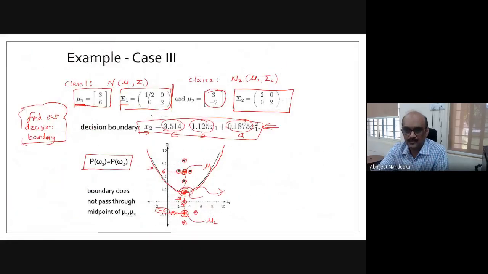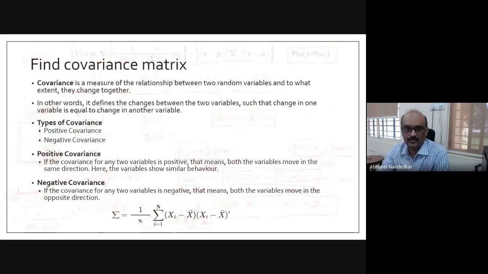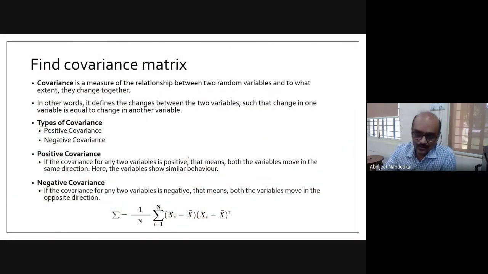Okay, so this equation was given to you and this is your decision boundary, and use this A, B, C to find out the vertex. So the vertex is here in this case, and you can confirm this by using your own calculation. Now today we will see with a problem how to find out the covariance matrix for given data. Before I do that, let us briefly revise what is covariance.